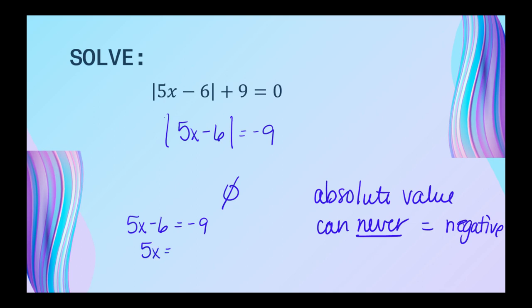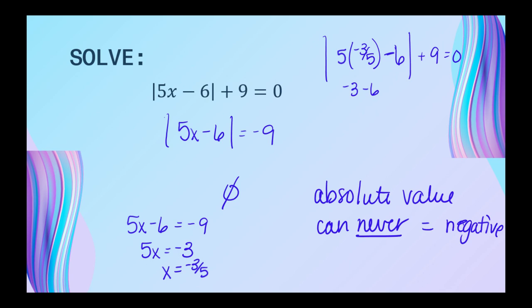And then I'm going to add 6 to the negative 9, and I get negative 3, and I get x equals negative 3/5. If I plug negative 3/5 back into this original absolute value equation, I'll write this down. So I have the absolute value of 5 times negative 3/5 minus 6, plus 9, equal to 0. Well, 5 times negative 3/5 is negative 3, minus 6 is negative 9, and the absolute value of negative 9 is 9.